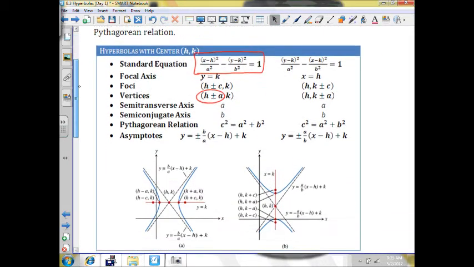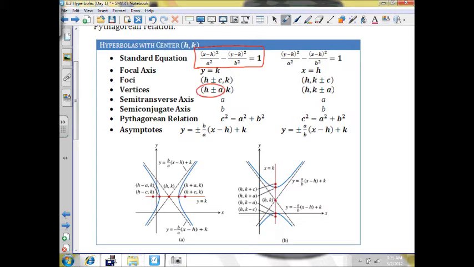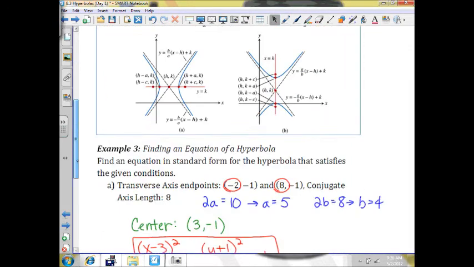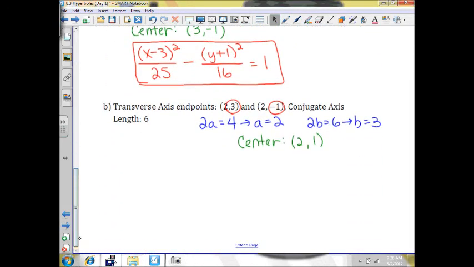Now again, because the y values change here, we go up to our chart and notice that the y values change here. So we're going to use the second one for part B. So we'll have (y minus 1) squared over a squared minus (x minus 2) squared over b squared. So there's your equation.